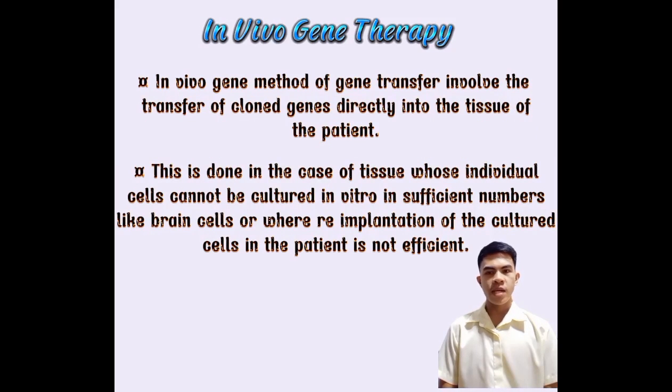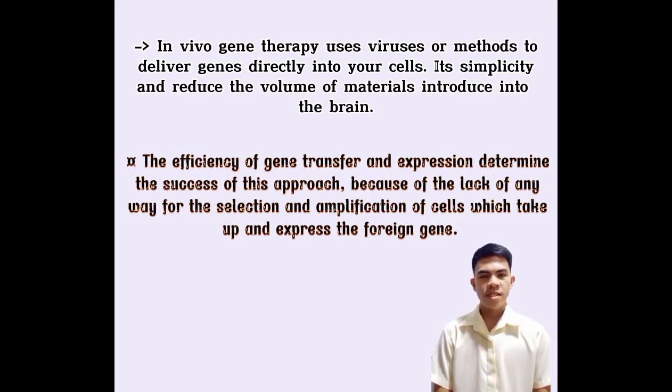In vivo gene therapy. The in vivo method of gene transfer involves the transfer of cloned genes directly into the tissue of the patient. This is done in the case of tissues whose individual cells cannot be cultured in vitro in sufficient numbers, like brain cells, or where implantation of the cultured cells in the patient is not efficient. In vivo gene therapy uses viruses or other methods to deliver genes directly into your cells. Its advantages are simplicity and reduced volume of materials introduced into the brain.